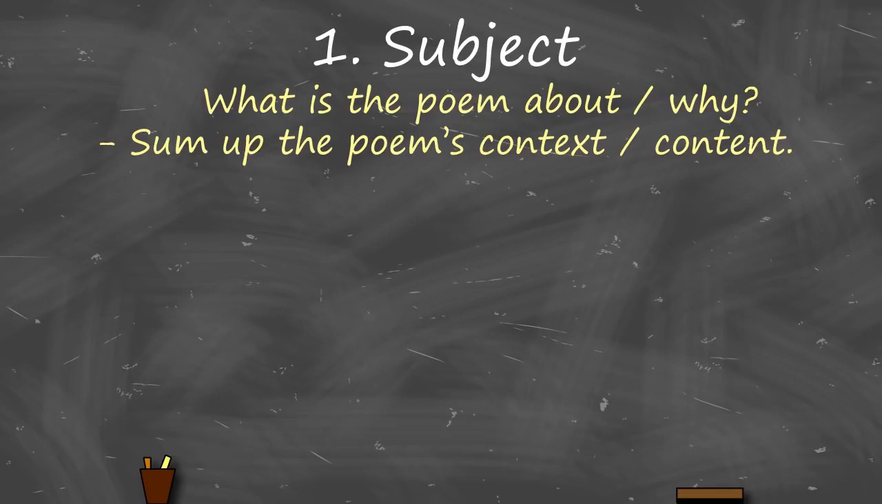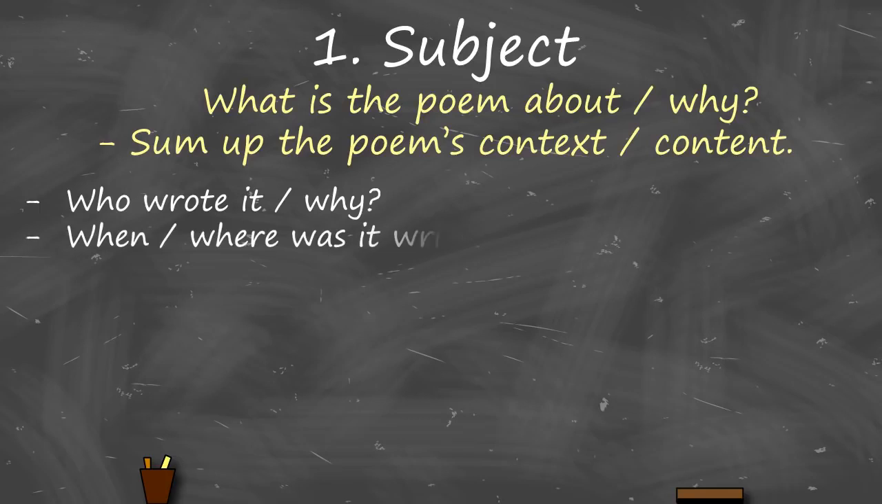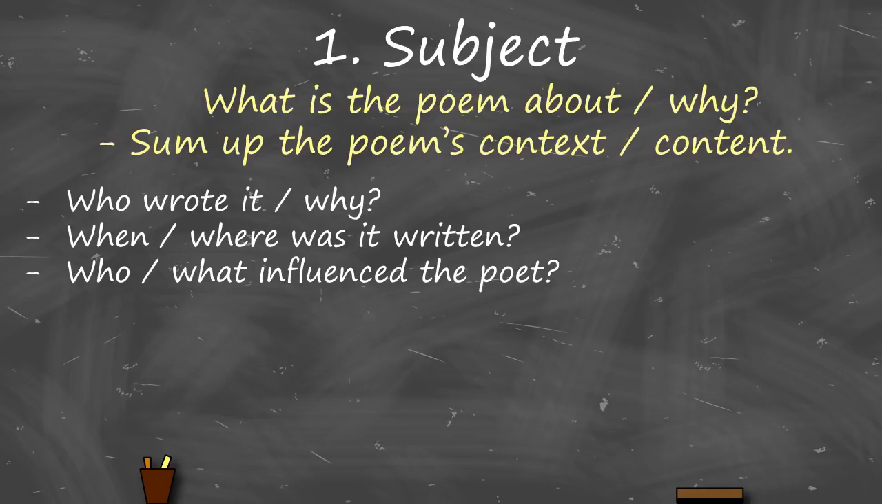Step 1. Consider the subject to the poem. What is the poem about and why? Aim to sum up the poem's context and content. Who wrote it and why? When and where was it written? Who and what influenced the poet?